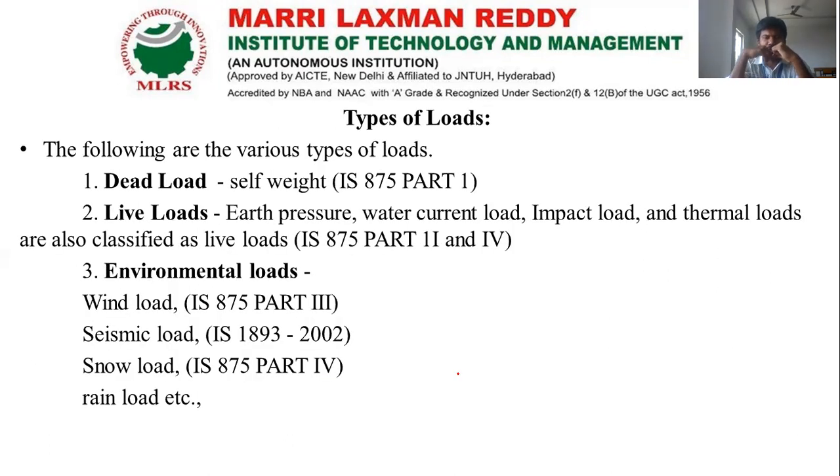Next, types of loads. So dead load, live load or imposed load, then environmental load. So these are the common loads which we are going to discuss. So first one, dead load. IS 875 part 1 deals with dead load. Based on the member size and the member thickness and everything, we can get the dead weight or self weight of the member. That is called dead load.